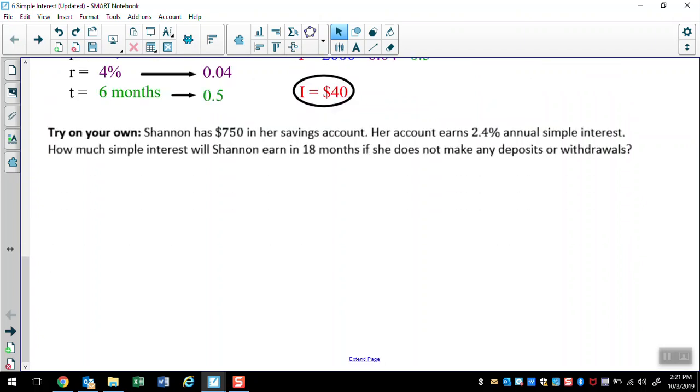I want you to come down here, and I want you to try this next problem on your own. Go ahead and pause the computer now. Okay, let's go to the next page.